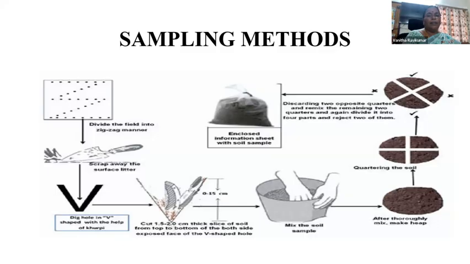Give it in a separate bag. Mention the farmer name and address, the survey numbers, and what crop you would like to grow. They will give the result as a crop-based fertilizer recommendation.